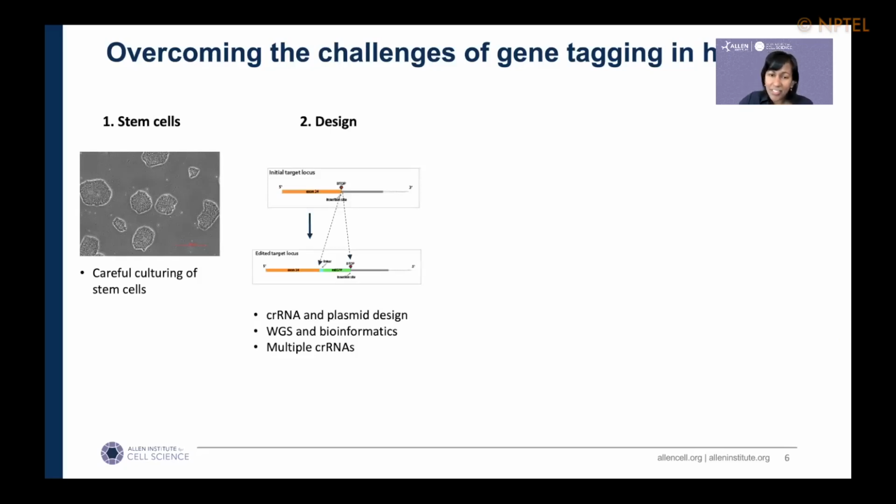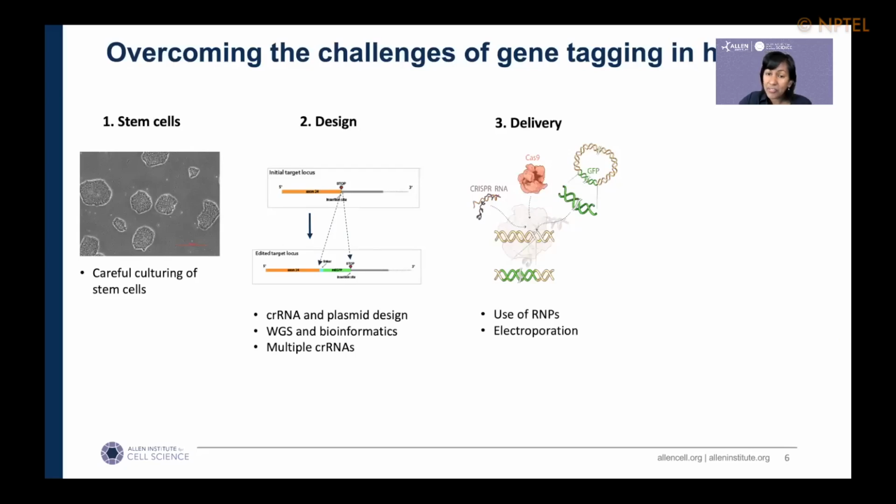Then the editing is complicated as well. We want to make sure we edit the right locus and we don't introduce any other mutations while doing so. So we do whole genome sequencing and we also do a lot of parallel experiments because we don't know at the start of the experiment which kind of CRISPR will work, even though it's based on the sequences.